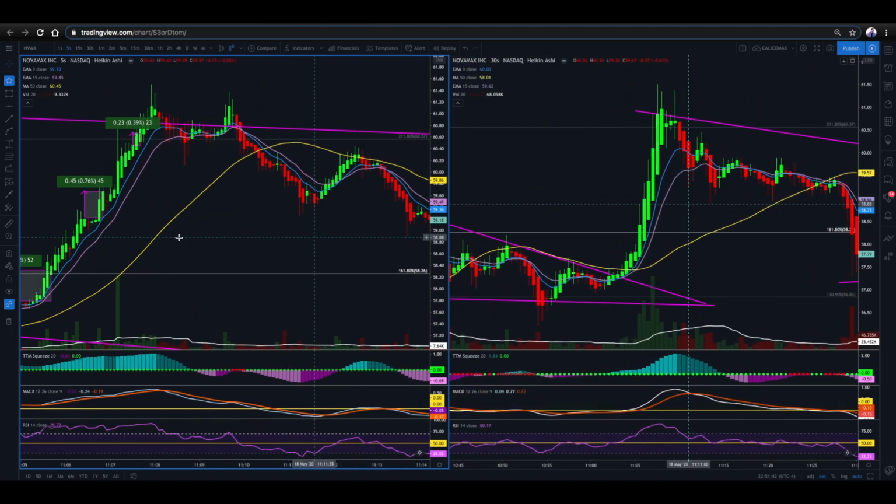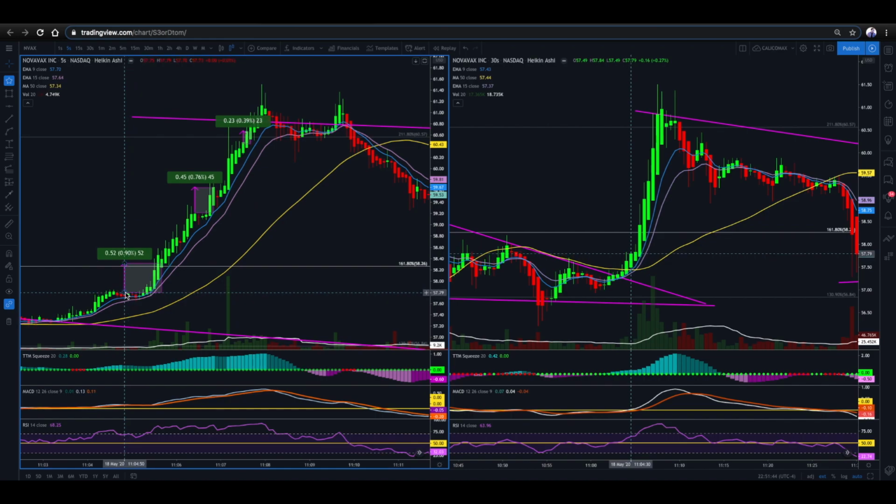I took it long from here because I saw the break and I said, this is the break. And I looked at the TTM. I bought this on the 30-second chart when I had the cross and the TTM increasing, and just took it from here to here. So 52 cents from here to here, $520.